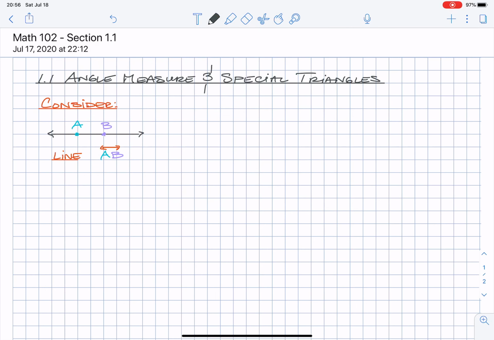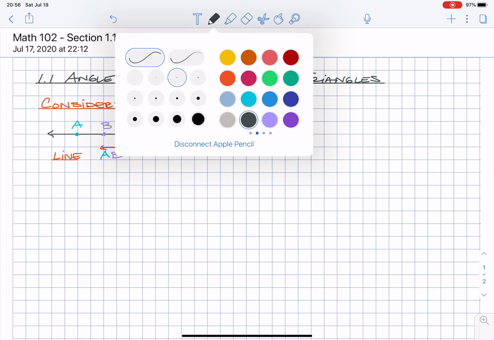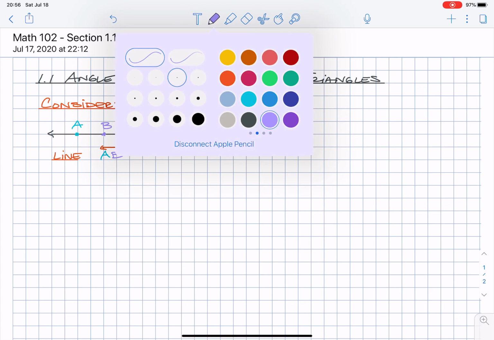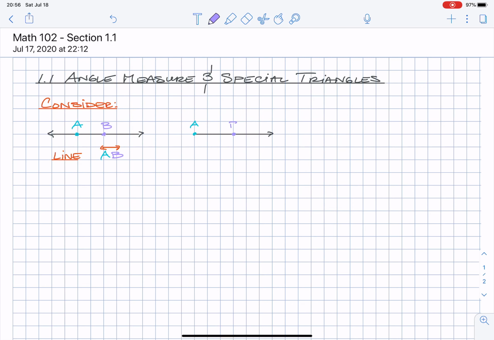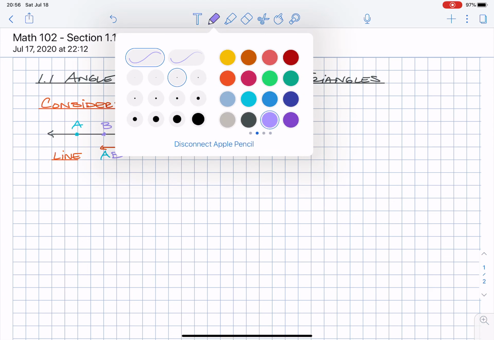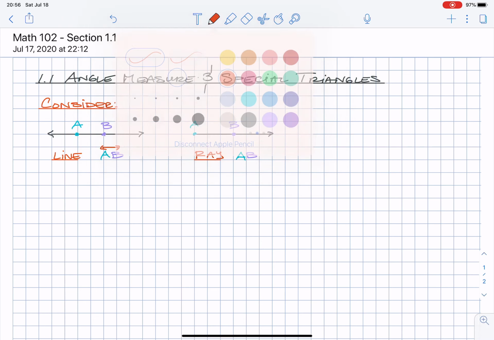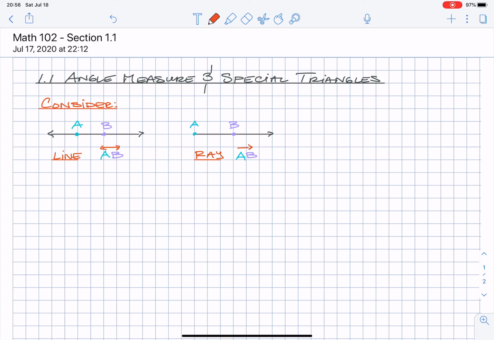So now let's consider half of a line. We're just going off to the right, say, or to the left. Let's say this is point A where we begin, and then we go through point B. Half of a line is termed a ray. So this would be ray AB. We annotate this with half a line, putting the arrow through B because it's going off beyond B. So ray AB.